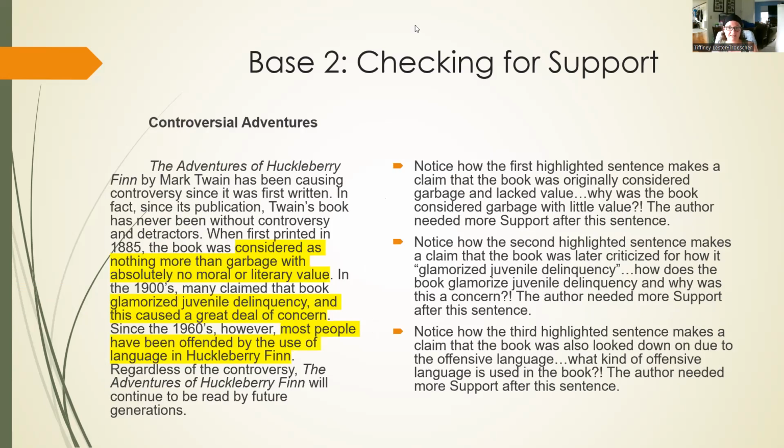That's exactly what this next slide says. So right here, considered nothing more than garbage with absolutely no moral or literary value. This highlighted section needs more support, right? Why was it considered garbage with no value? We need more support after this sentence. It needs to be explained more. This second section, how it glamorized juvenile delinquency. How? We need more support after this sentence. They need to explain that. And then, of course, the third, the offensive language, they need more support after this sentence as well. It hasn't fully supported the point made in the topic sentence.